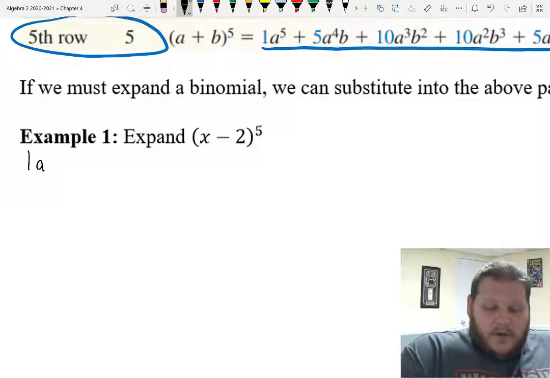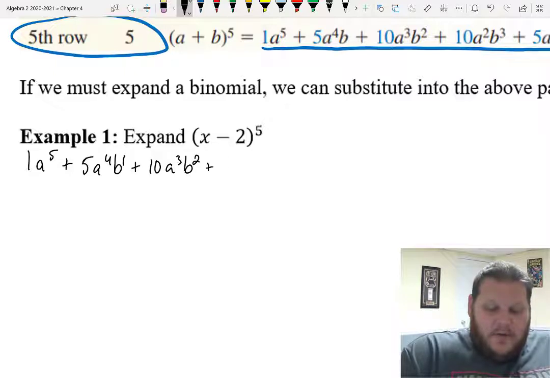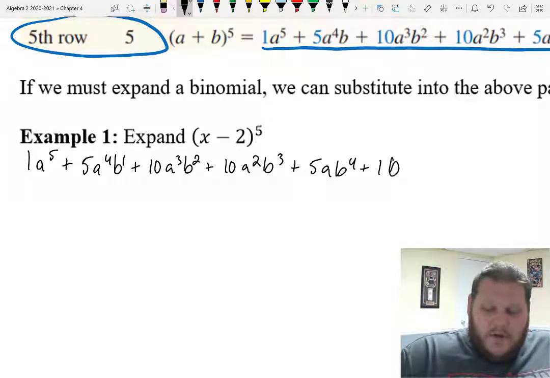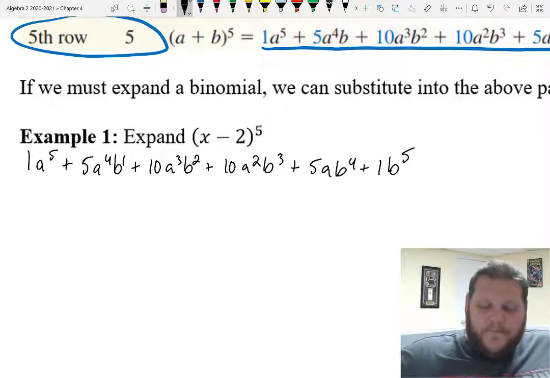So 1 a to the 5th plus 5 a to the 4th b to the 1st plus 10 a cubed b squared plus 10 a squared b cubed plus 5 a b to the 4th plus 1 b to the 5th. Sorry for my handwriting. It is what it is. So that's my formula. That's what I have underlined in blue up above.